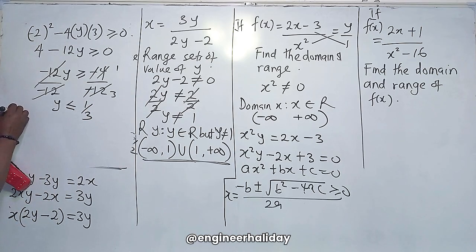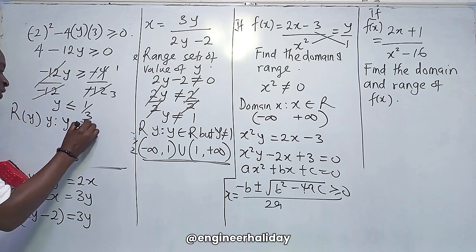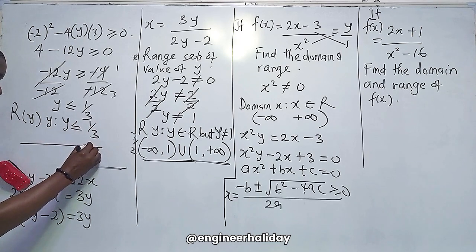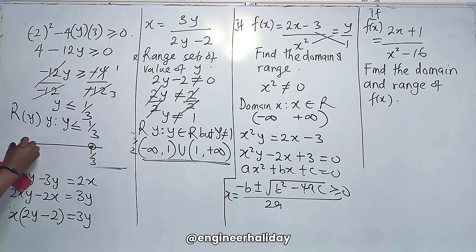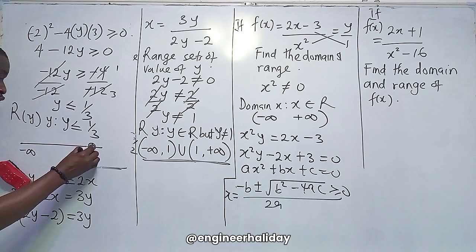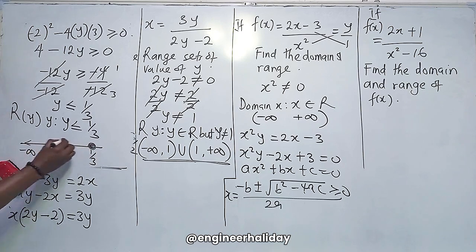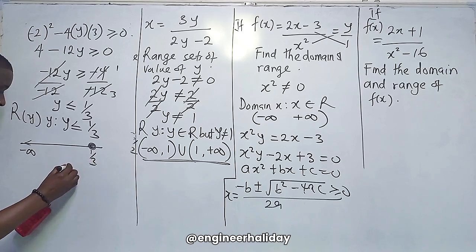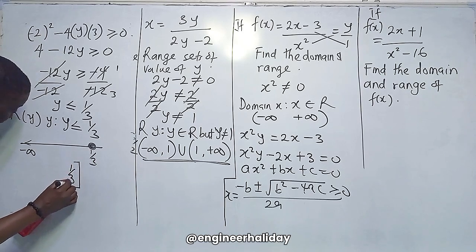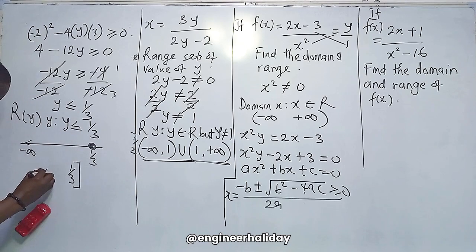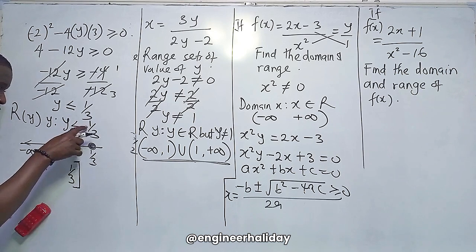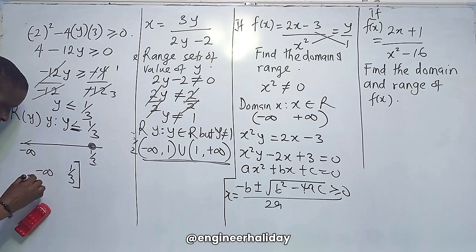But you can still write it like this: range, which is the set of values of y such that y is less than or equal to 1 over 3. Or, because it is coming from minus infinity to 1 over 3, it includes 1 over 3 also. So in this case, you close the bracket for 1 over 3 because it is inclusive, and it goes towards minus infinity. That's how we close; you don't use the other bracket.